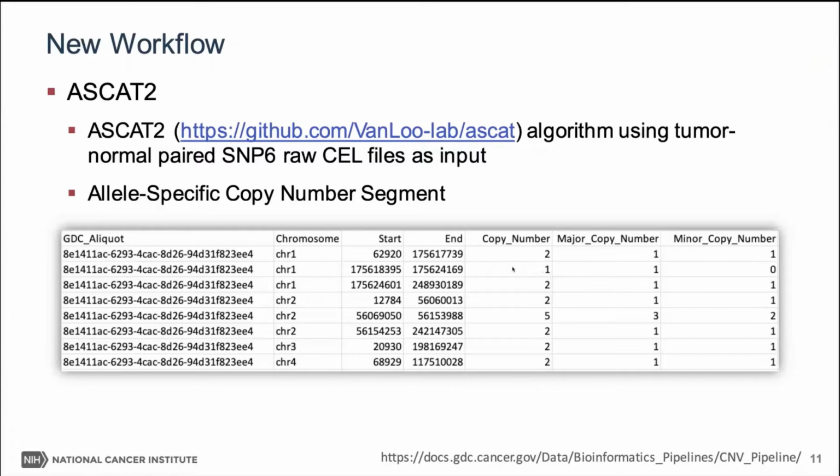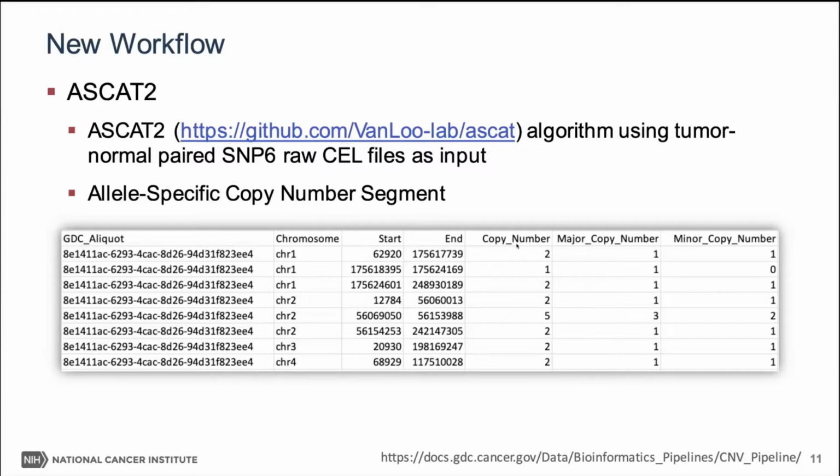And this uses an algorithm called ASCAT. You can click here. The Van Loo lab developed the algorithm. It does something similar to what the ABSOLUTE analysis does. If you have used that, it's trying to estimate the purity and the ploidy at the same time, and then use the purity information to derive, for each segment, what kind of copy number values we have.